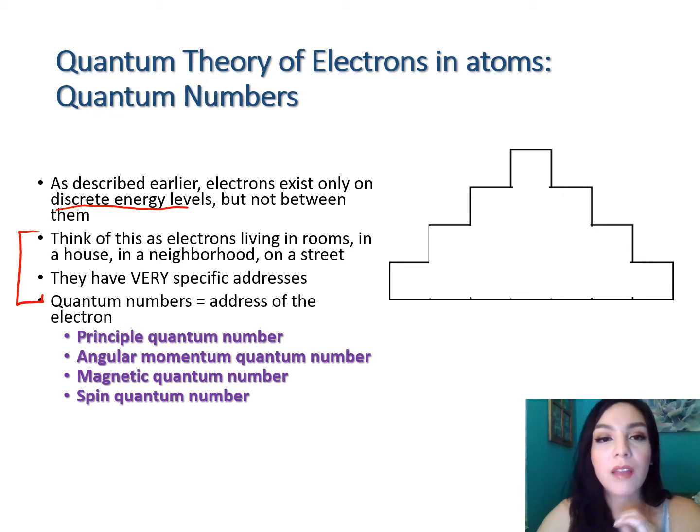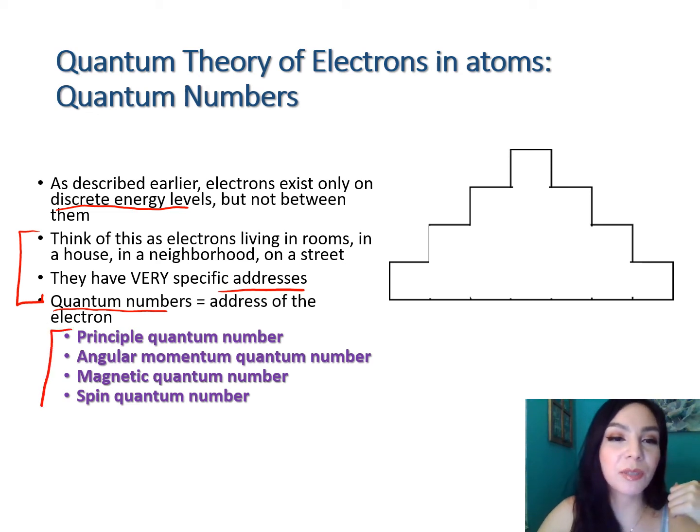So these addresses, and they're actually quantum numbers, tell us a lot of information about the orbitals that electrons are in. So anytime you hear quantum numbers, just think the address of the electron. Don't freak out. I know quantum number just sounds intimidating, but it's the address of the electron. So we're going to learn about these 4 numbers.